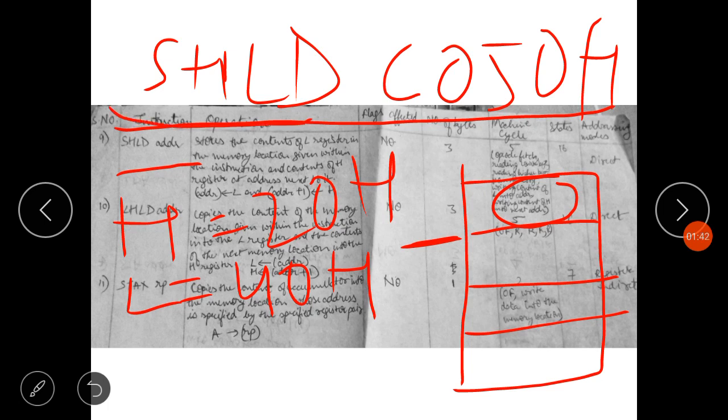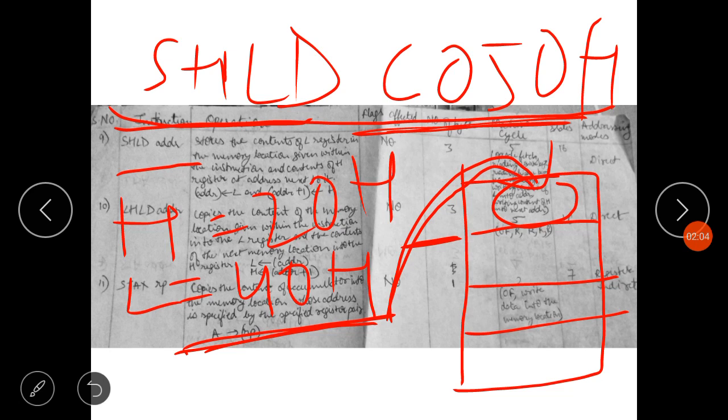Now, what will happen after the execution of this instruction? The content of L will get stored in the memory location which is mentioned in the instruction. Here C050H is the address mentioned in the instruction. So the content of L will get stored in the memory location with the address C050H. And the content of H will get stored in the memory location with the address next to this address.